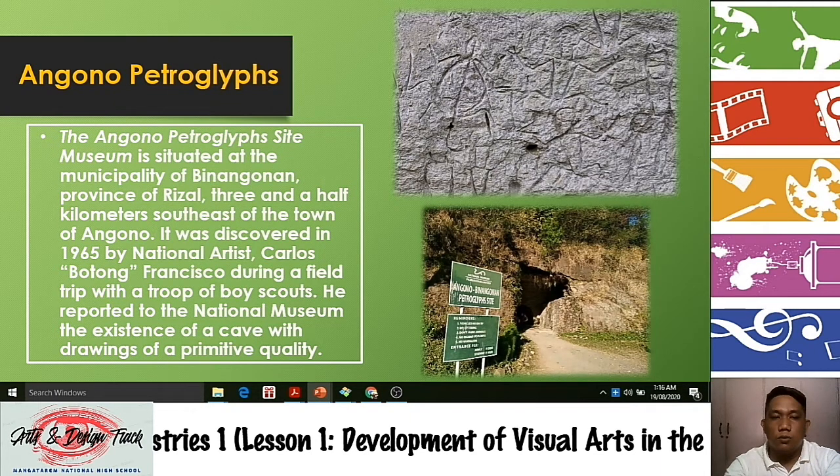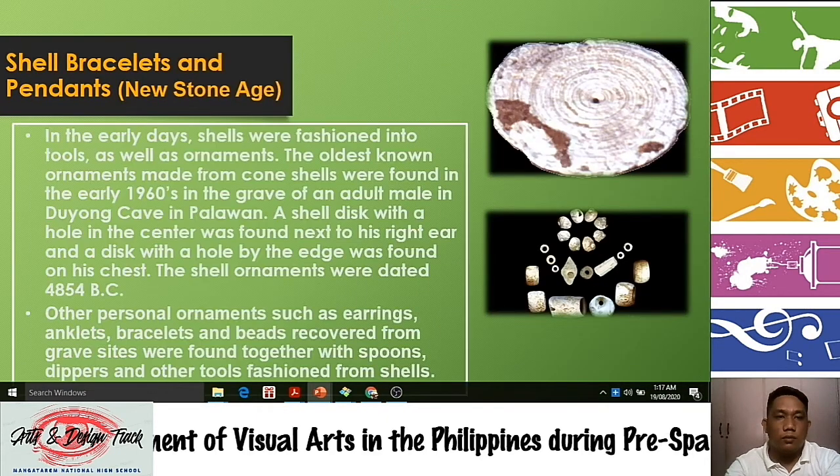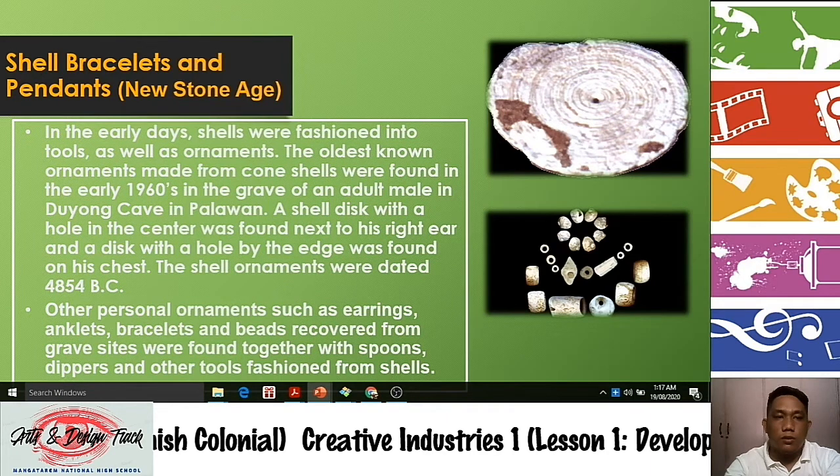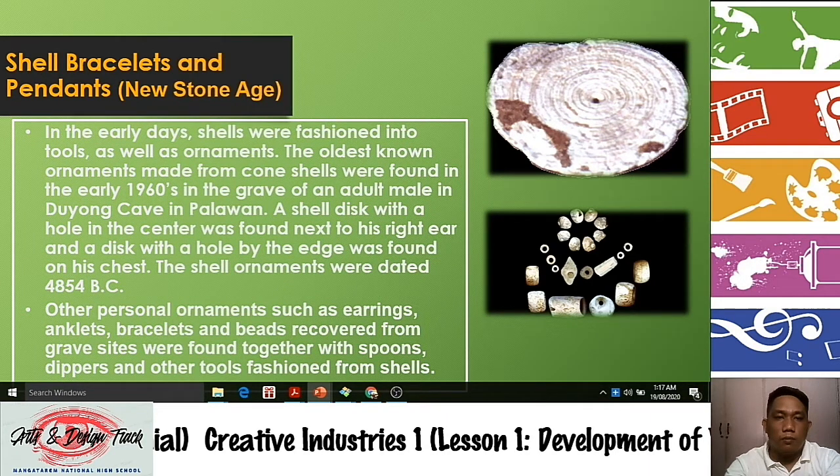Next, we have the shell bracelets and pendants, New Stone Age. In the early days, shells were fashioned into tools as well as ornaments. The oldest known ornaments made from cone shells were found in the early 1960s in the grave of an adult male in Duyong Cave in Palawan.